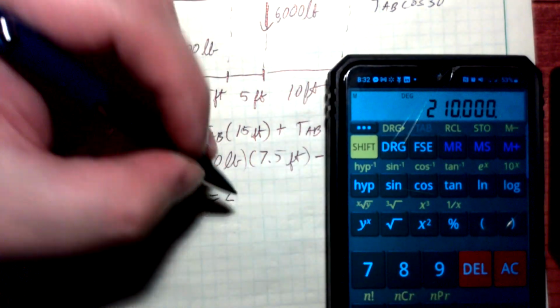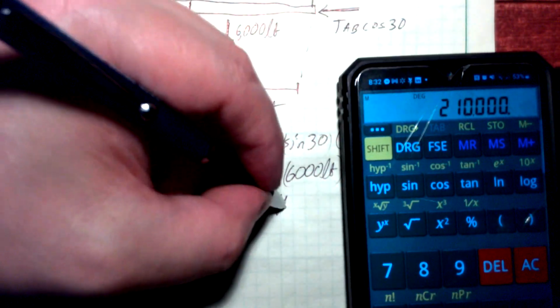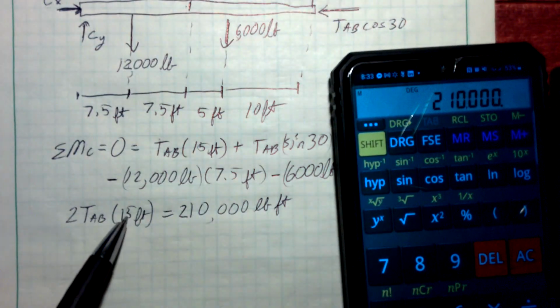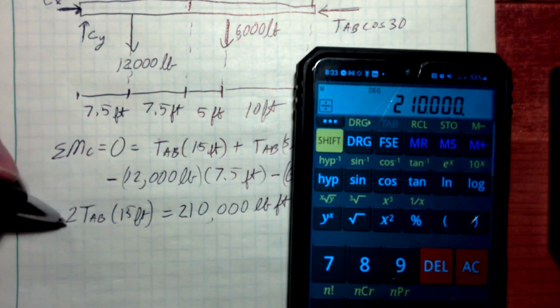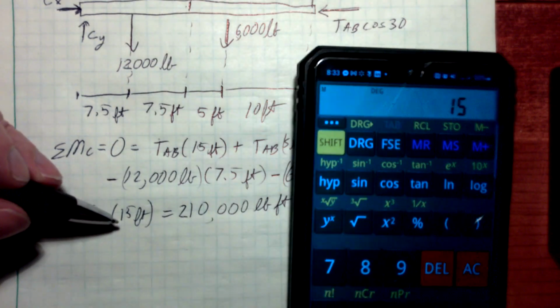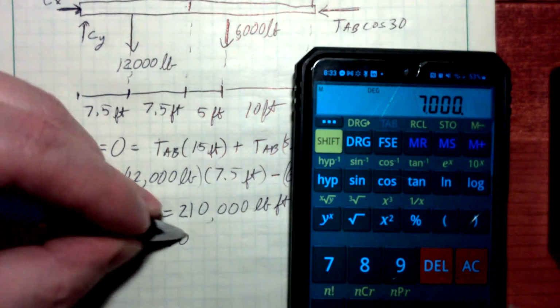So I've got here that is 210,000, and the units there are pound times feet, so it's pound feet. So when I divide by this foot here, I should be left with pounds. So I'm going to divide that by this 2, and I'm going to divide it by the 15. So I'm going to have T_AB is 7,000 pounds.